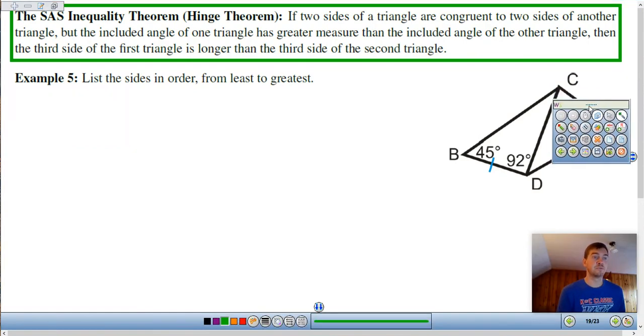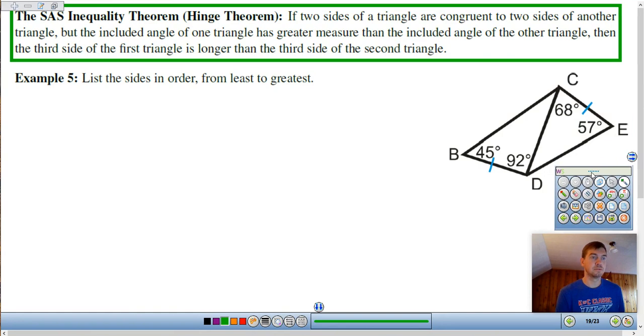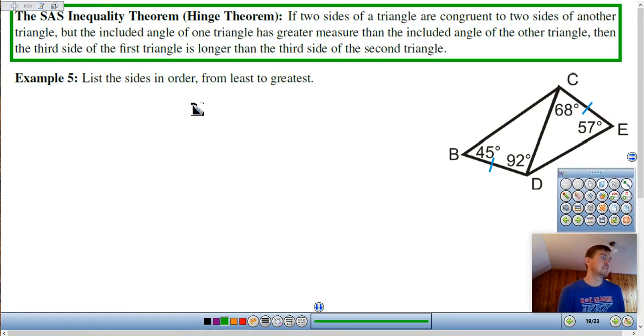Here it is in its formality. The SAS inequality theorem, also known as the hinge theorem. If two sides of one triangle are congruent to two sides of another triangle, but the included angle of one triangle has a greater measure than the included angle of the other triangle, then the third side of the first triangle is longer than the third side of the second triangle. It's a mouthful, but hopefully you were able to follow it. If not, listen to it again.